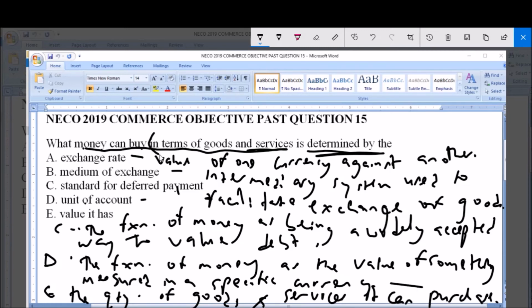So what money can buy in terms of goods and services basically refers to the quantity of goods and services it can purchase. Therefore the correct answer is E, the value it has. So what money can buy in terms of goods and services is determined by the value of that money.